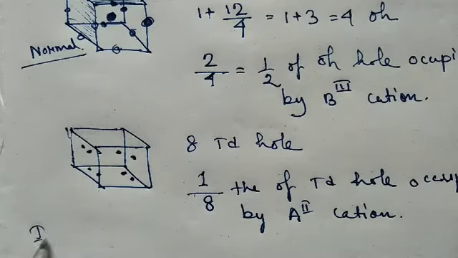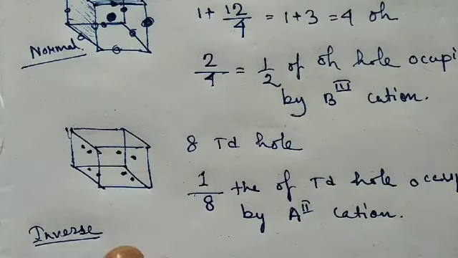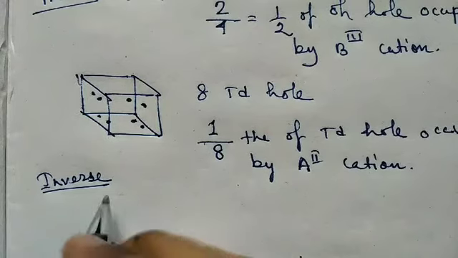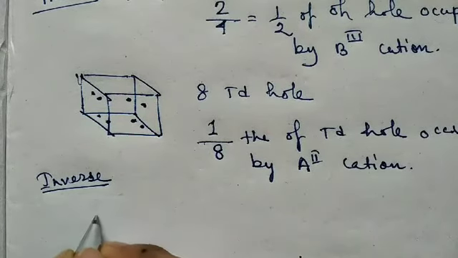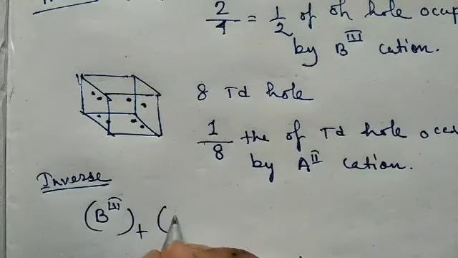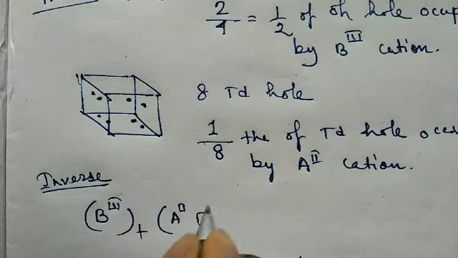In inverse spinel, what will be the case? So a question also came from this portion, so you also have to understand this thing very well. Okay, in case of inverse spinel, what will happen? So this is inverse spinel. See, in inverse spinel B3 will be in tetrahedral hole, and 1A2 and 1B3 tripositive will be in octahedral hole. So this is the case of inverse spinel.